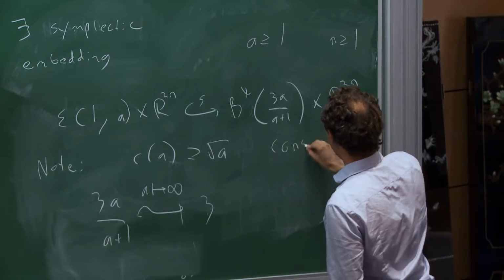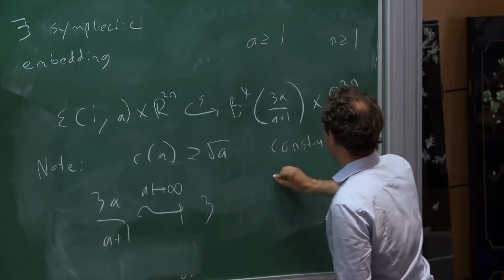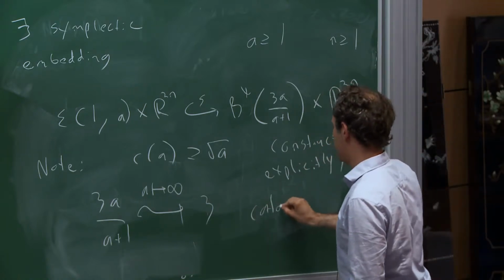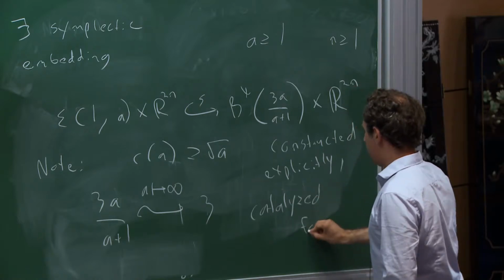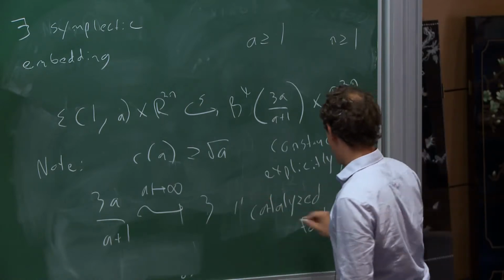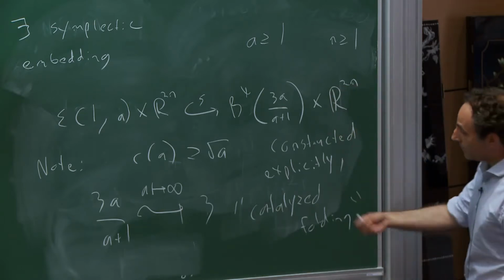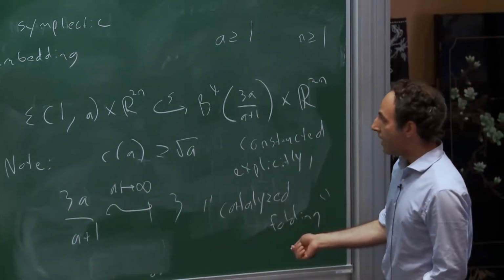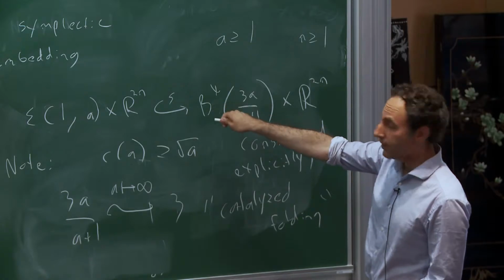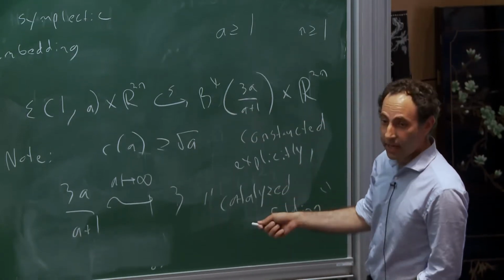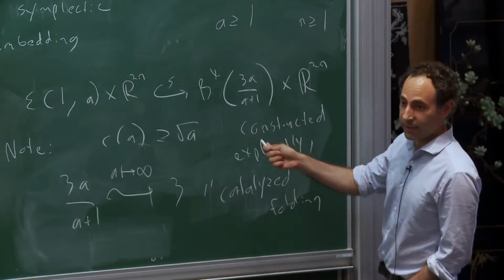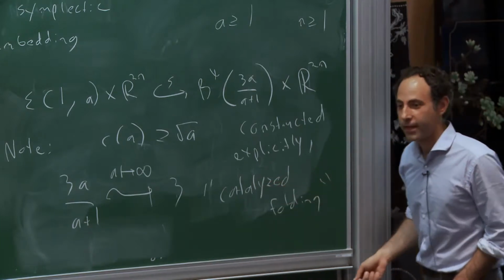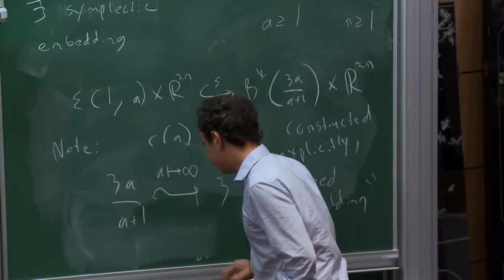So this is constructed explicitly using a kind of catalyzed folding, which is probably meaningless for maybe even 98% of the audience. But there's a construction due to Dusa, Felix Schlenk, and others called symplectic folding. And you can't quite use symplectic folding to prove this, but you can use a kind of catalyzed version, which is very similar. It's really quite a beautiful argument, especially if you've tried to understand what the heck Guth is doing. At least for some of us, this catalyzed folding picture is a lot easier to understand. So this is a very explicit embedding.